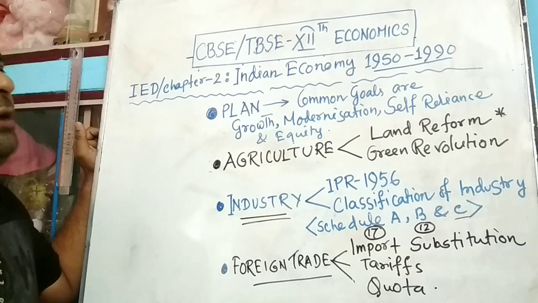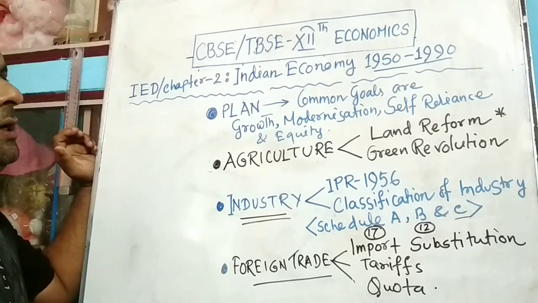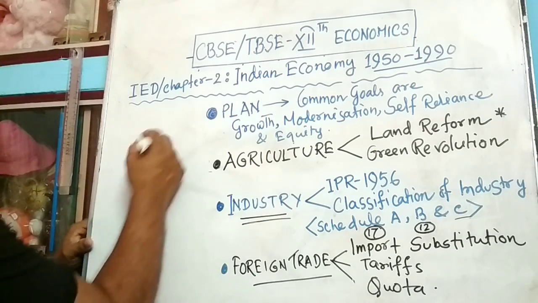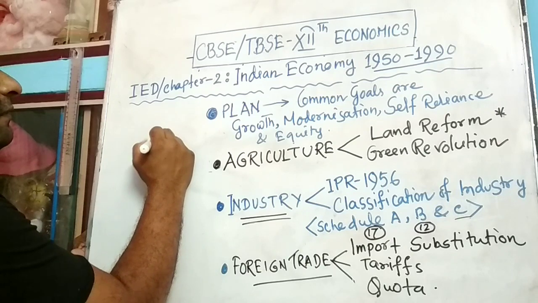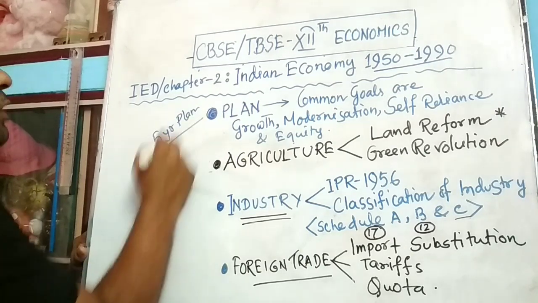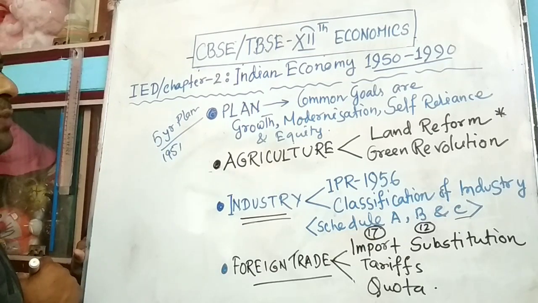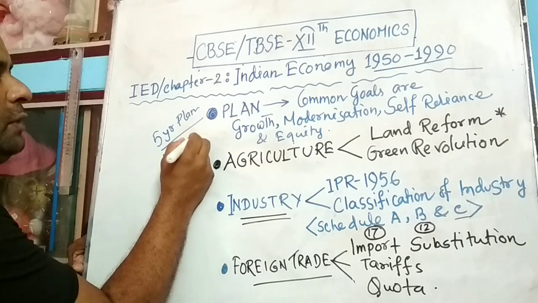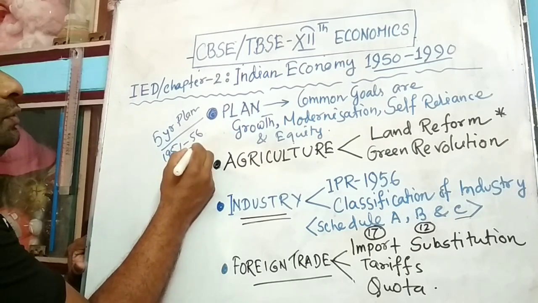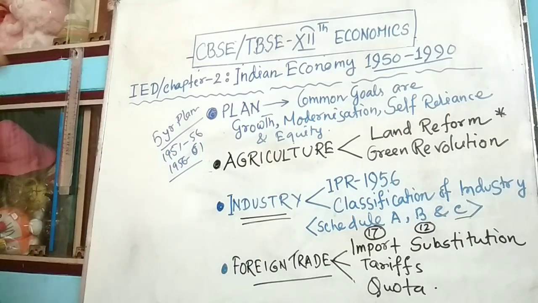Now, plan we adopt from the socialist economy. In a socialist economy, the government used to take plans. India is also following the plan policy, and India has 5-year plans. From 1951, we started our plan. Our first plan was from 1951 to 1956. Second plan 1956 to 1961. Like that, one by one we are taking plans.